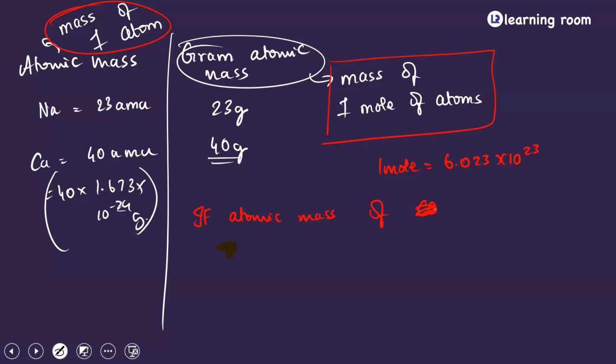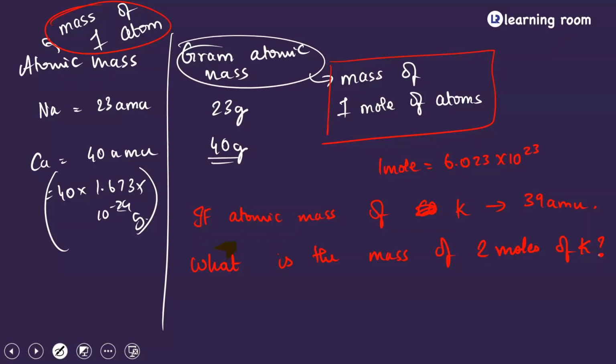So now, if the atomic mass of potassium is 39 AMU, what is the mass of 2 moles of potassium? So first, how do we solve this question? Good, your answer is right. But how do we solve this question?